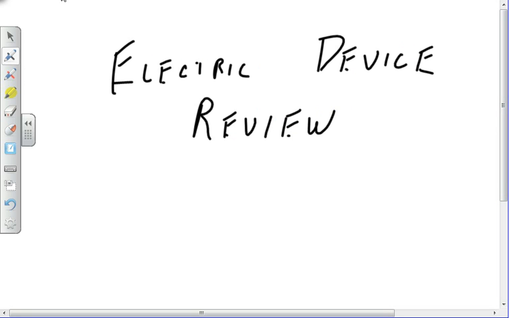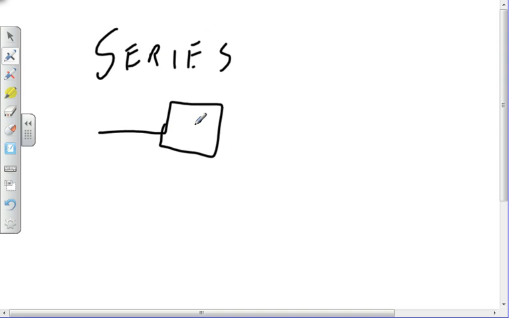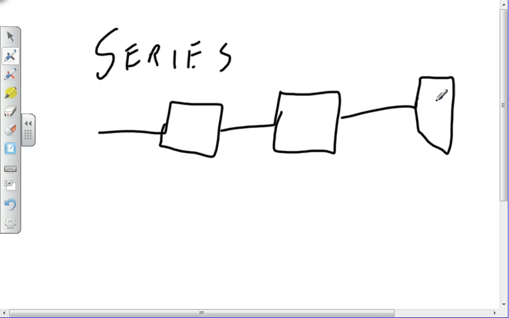So, that being the case, we can have things that are in series. Now, series means one right after the other. So I got one thing, I got another thing, I got a third thing. And because this is an electronic class, I could have things like resistors.